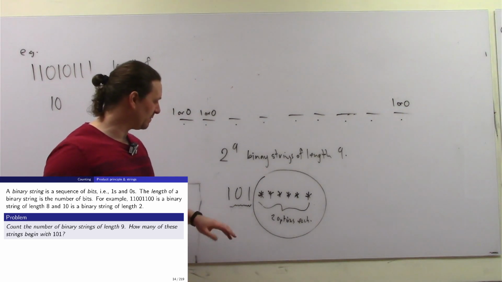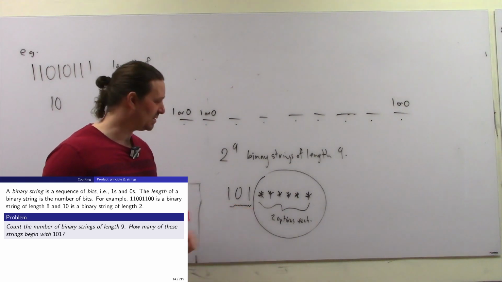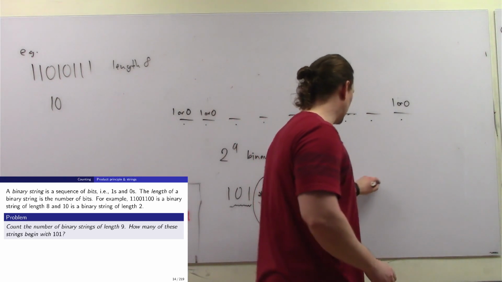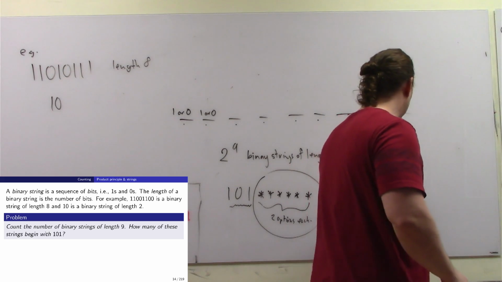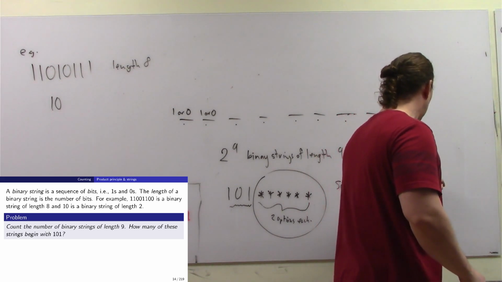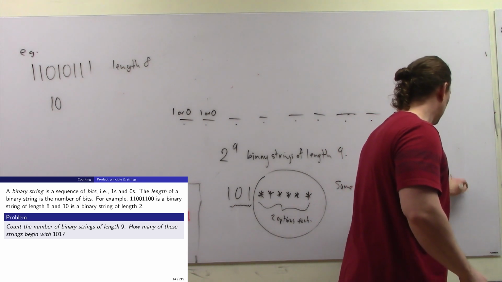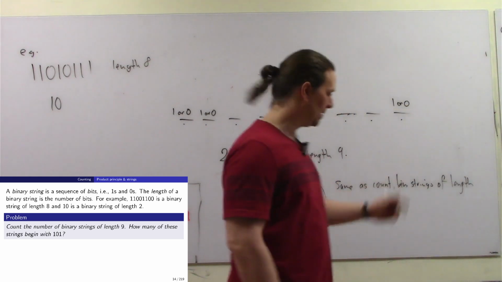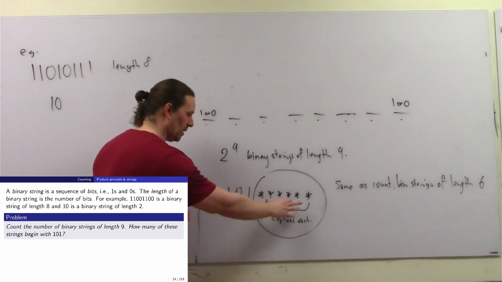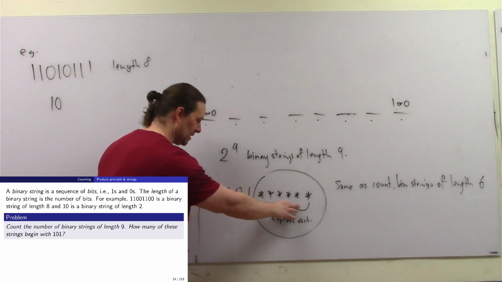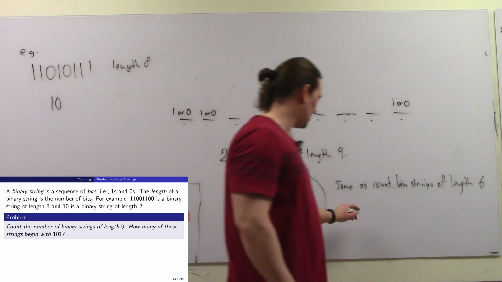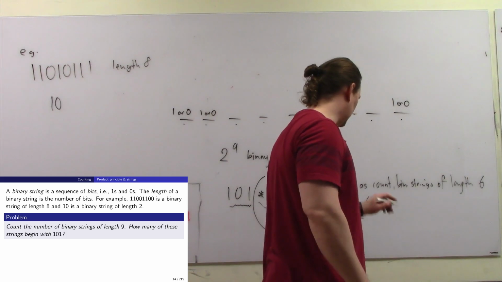Counting binary strings of length 9 that start with 1, 0, 1 is the same as what? Counting binary strings of length what? Of length 6, exactly, right? You can just ignore this leading part here and just say, oh, every binary string of length 6 here can be glued onto this at the front, and they'll all automatically be different. Okay? So there are 2 to the 6th of these.